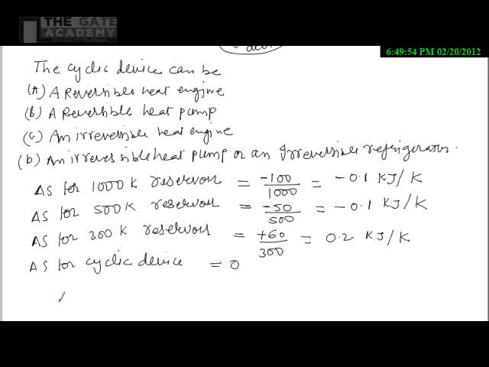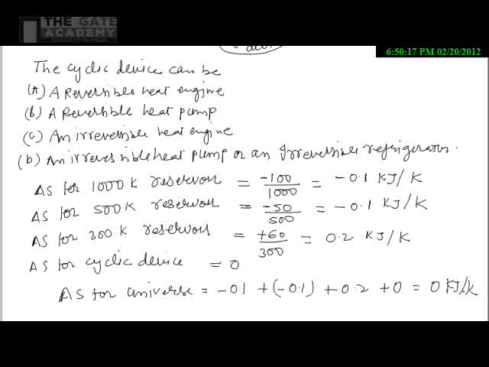So now del S for the universe, it will be the summation of all, that is minus 0.1 minus 0.1 plus 0.2 plus 0, so it will come 0 kilojoule per Kelvin. And if the change in entropy for the universe is coming 0, it means it's reversible. So the correct answer for this question is a reversible heat engine.